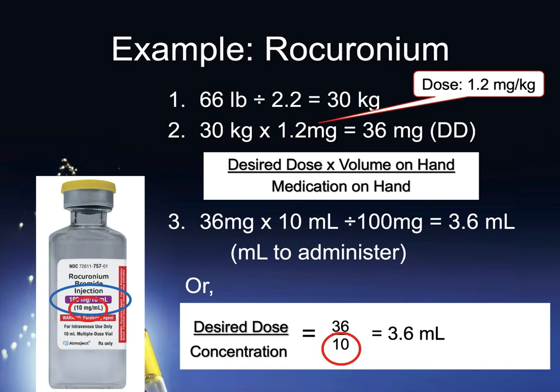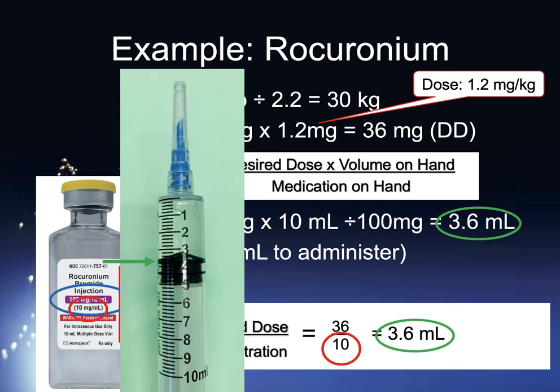So our desired dose divided by the concentration, again, this is that other shortcut method to get there. If we know what we want to give is 36, and we have 10 milligrams in each milliliter, then we can divide those and we get 3.6 milliliters. Two different strategies to get to the same answer. So you look at that 3.6 milliliters, and you're going to want to use a 10 milliliter syringe to be able to estimate that, and you're going to draw up just 3.6.